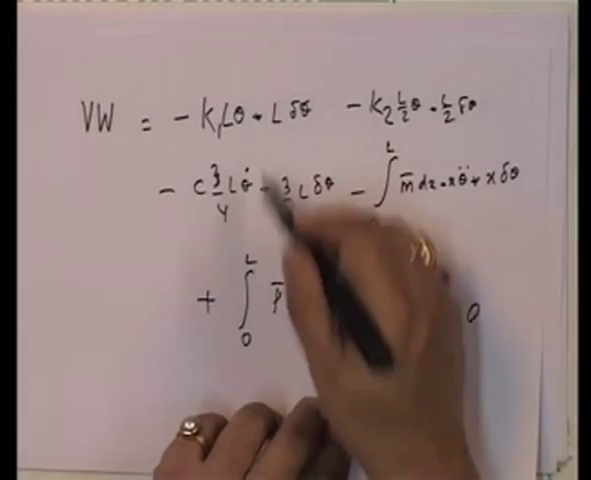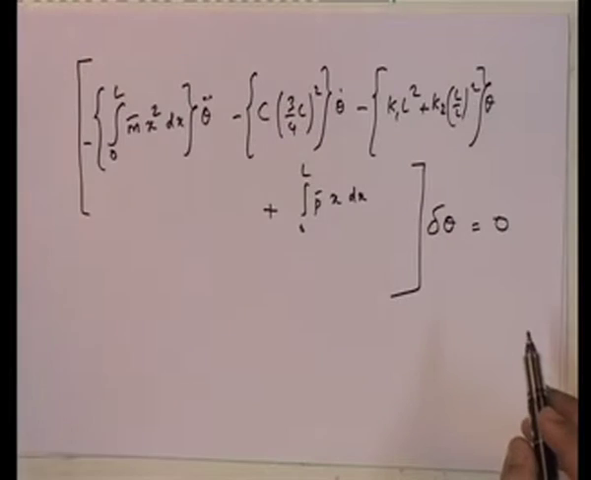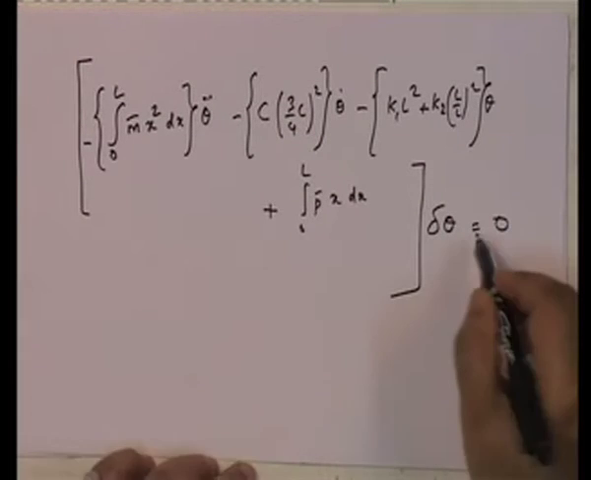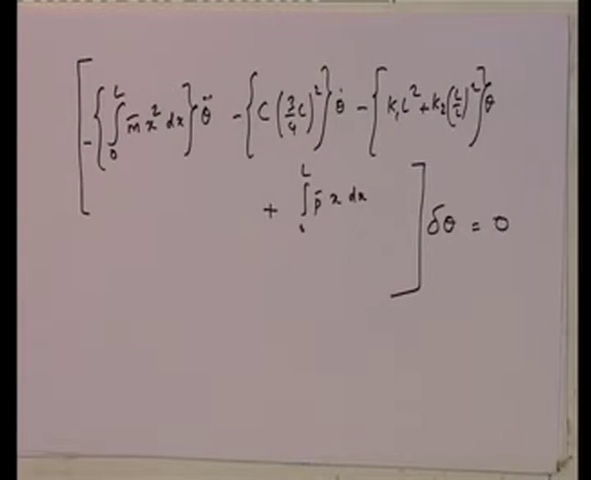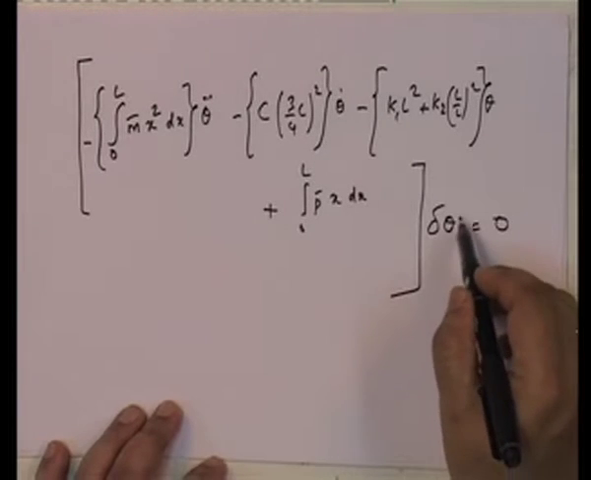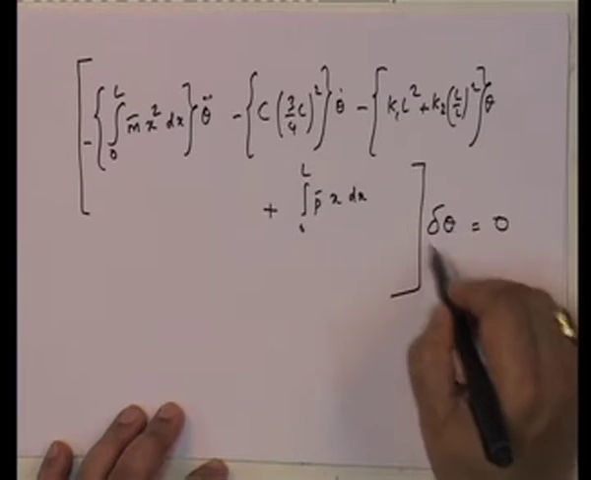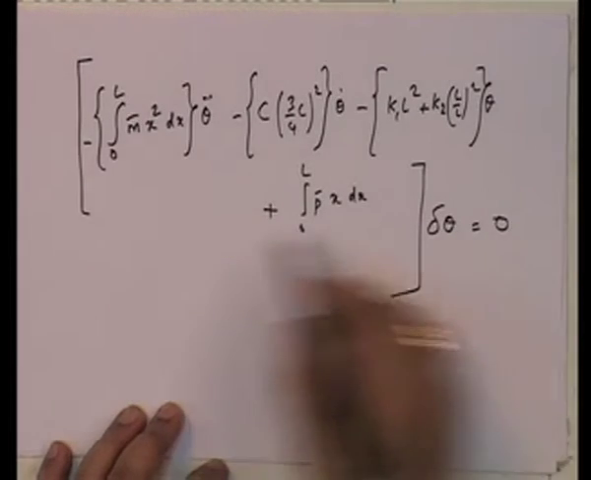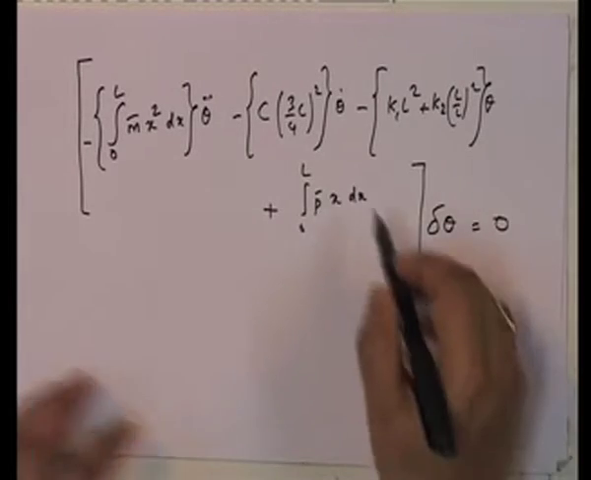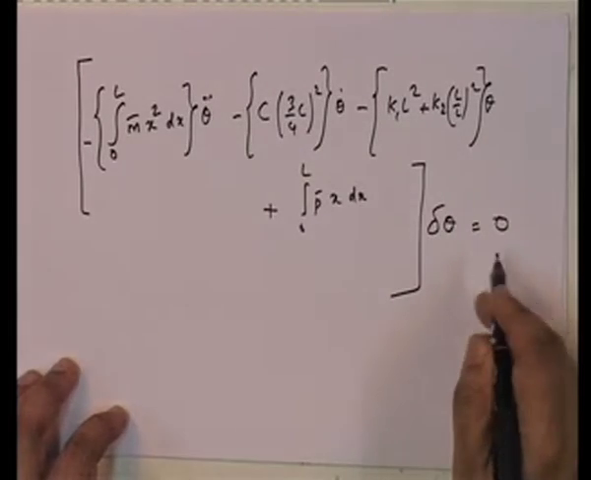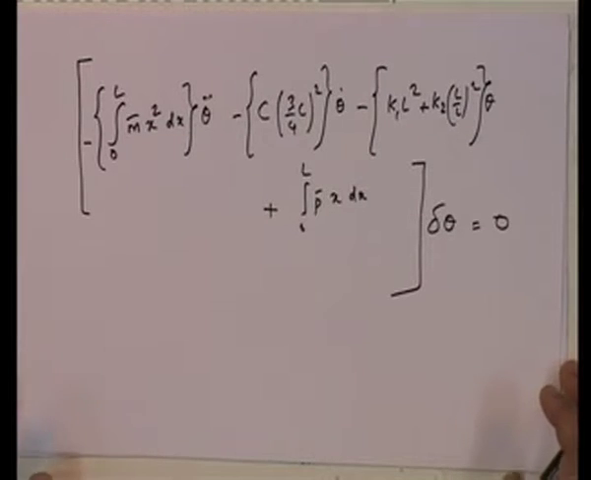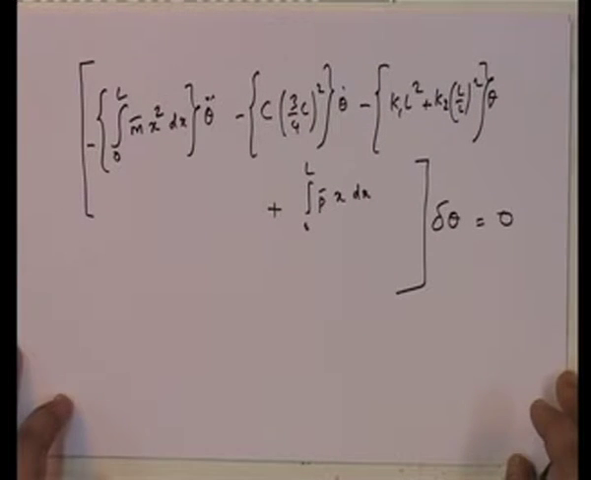Note del theta exists on all of them. So, I am just taking the del theta outside is equal to 0. This is the virtual work equation that I have. Now, the virtual displacement is an arbitrary displacement. Since it is an arbitrary displacement, for this to be equal to 0, it implies that the inside has to be equal to 0. If I put the inside equal to 0, what do I get?